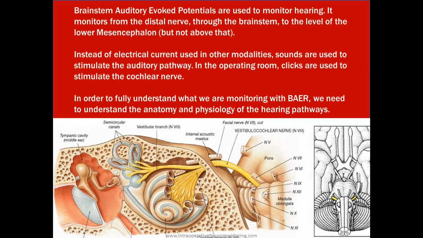Brainstem auditory evoked potentials are used to monitor hearing. And that's not completely true. It's more to assess the pathway of hearing. It monitors from the distal nerve through the brainstem to the level of the lower mesencephalon, but not above that. So now we're not talking about hearing, we're talking about ABRs. Hearing goes all the way to the temporal lobe, Heschl's gyrus. But on ABRs, we only monitor from the distal cochlear nerve all the way to the mesencephalon, or the inferior colliculus of the mesencephalon. We'll get into those anatomical areas and where the generators are.